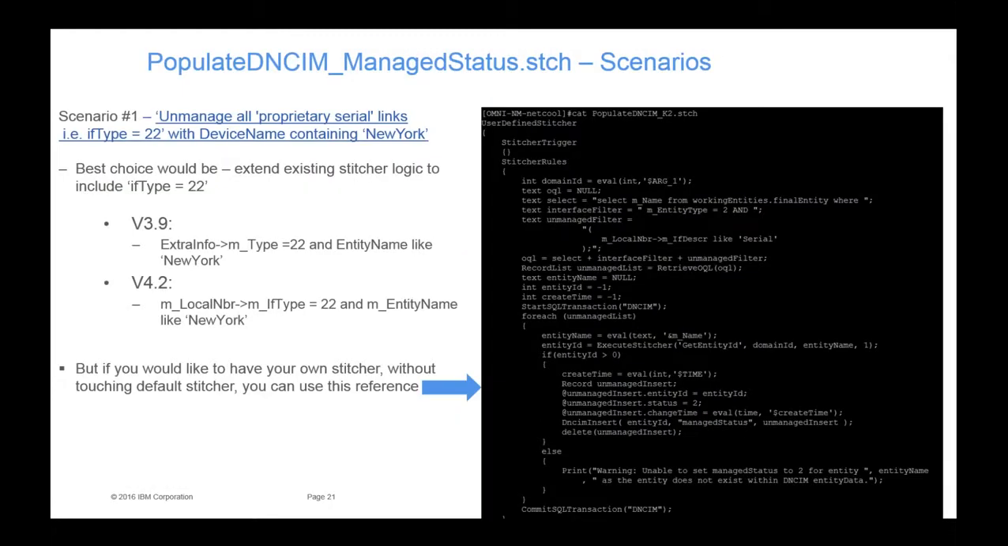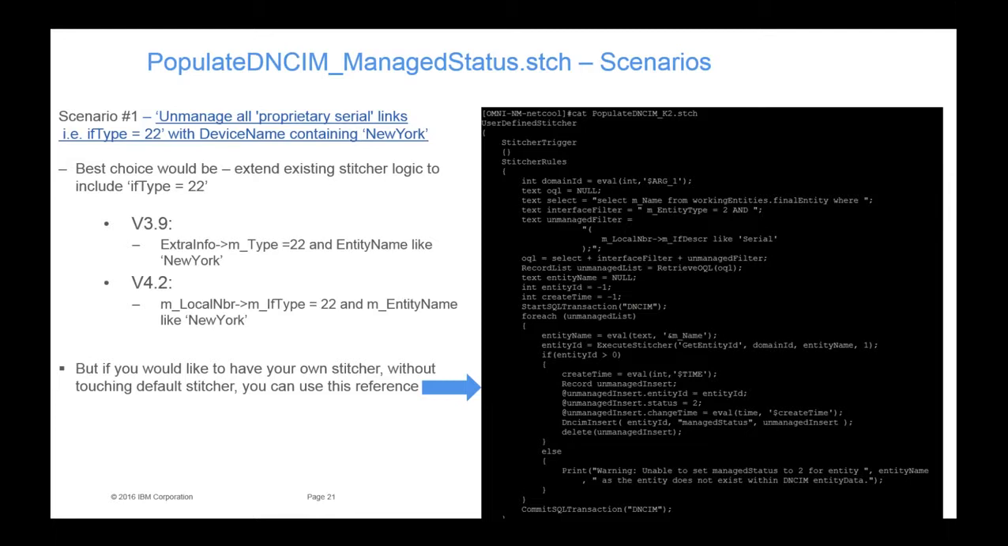Now, take a scenario where I want to unmanage certain serial links, and then extend that same thing to the device name or entity name containing New York. You can extend the logic as long as those attributes are available in the working entities.final entity. You want to update your stitcher rather than writing a new stitcher. That will be quick and easy, and it will also reduce the overhead on the DNSIM.